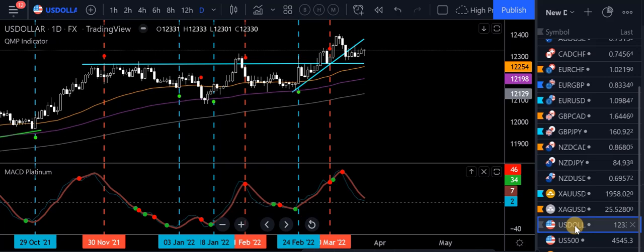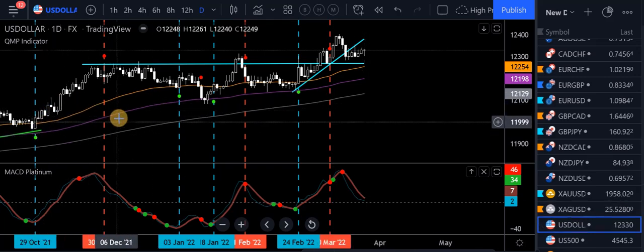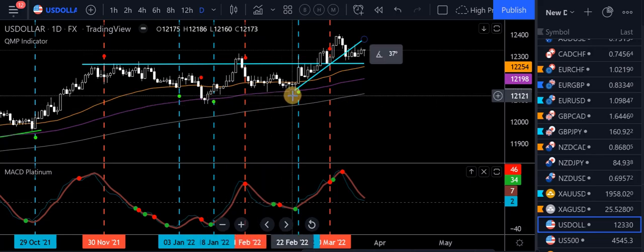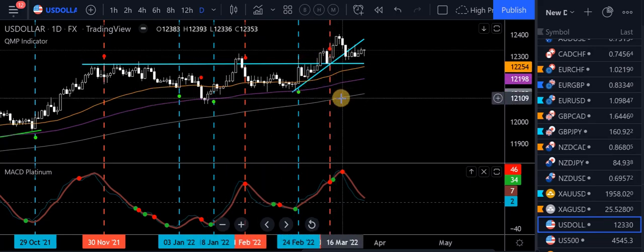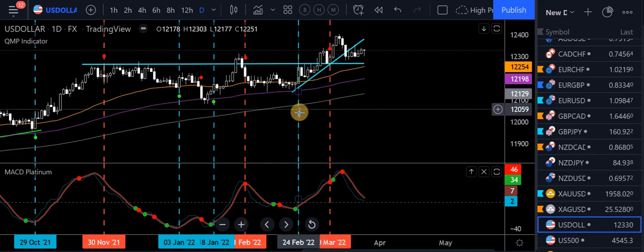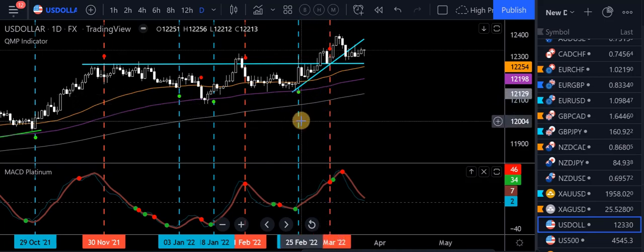Now, the next thread, just out of curiosity, I just like to follow those markets. So this is US dollar. Just want to see how the system works. There's the buys and sells all marked with the blue and red lines.